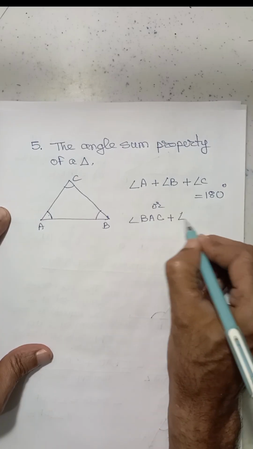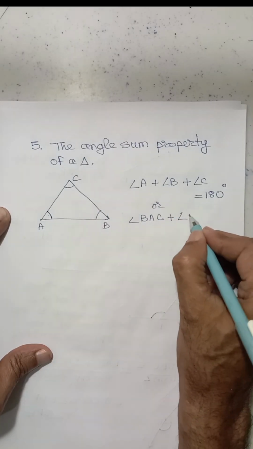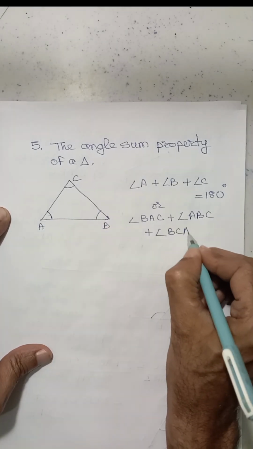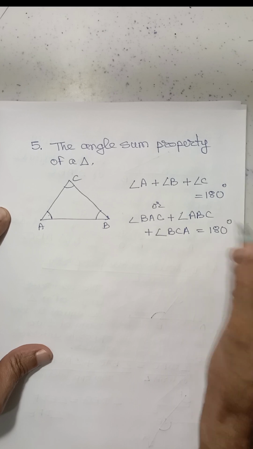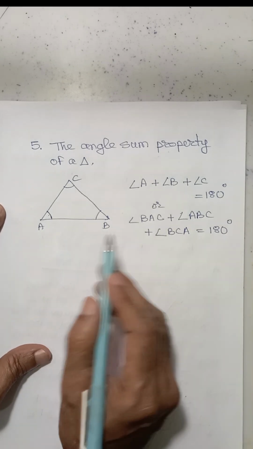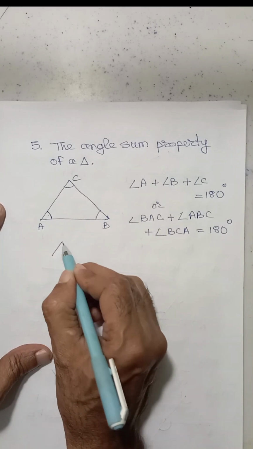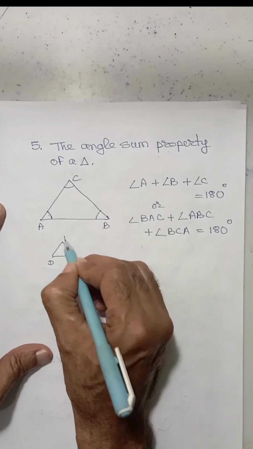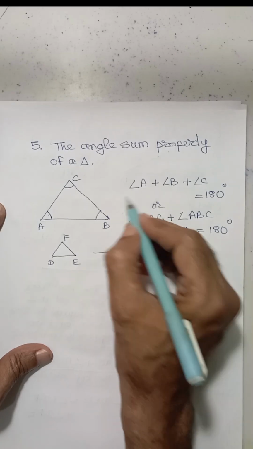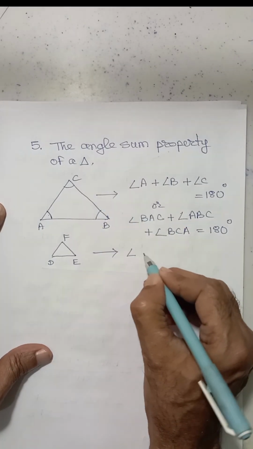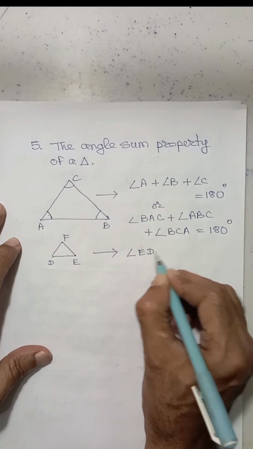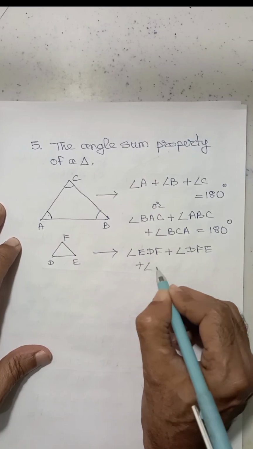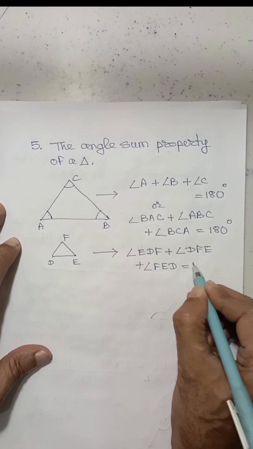Or we can say angle BAC plus angle ABC plus angle BCA will always be equal to 180 degree. Whether it is a small triangle or a big triangle, no problem. Suppose there is a very small triangle here, it is DEF. In this case also, angle EDF plus angle DEF plus angle FED will be equal to 180 degree.